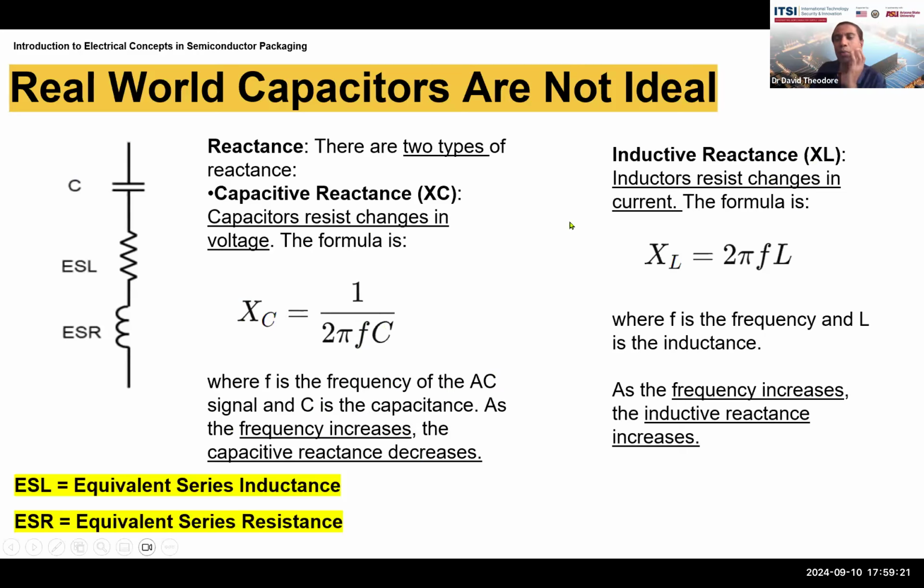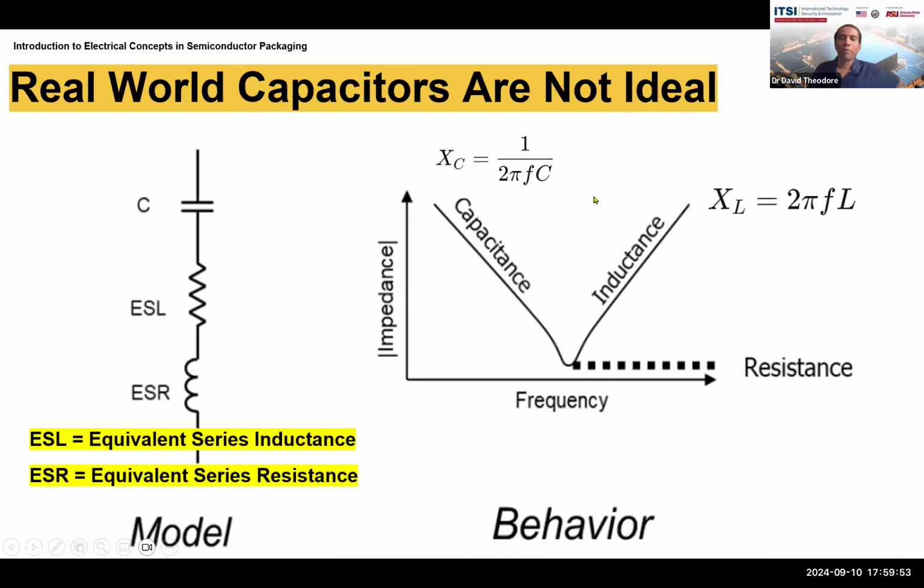In contrast to that, we have the inductive reactance, which is X sub L, and inductors resist changes in current. Remember that capacitors resist changes in voltage. Here, the inductor resists a change in the current. So XL is equal to 2 pi FL, and here we can see that the inductive reactance is proportional to the frequency. F is the frequency and L is the inductance. So as the frequency increases, the inductive reactance increases. And that is the reason for what we saw on the previous slide.